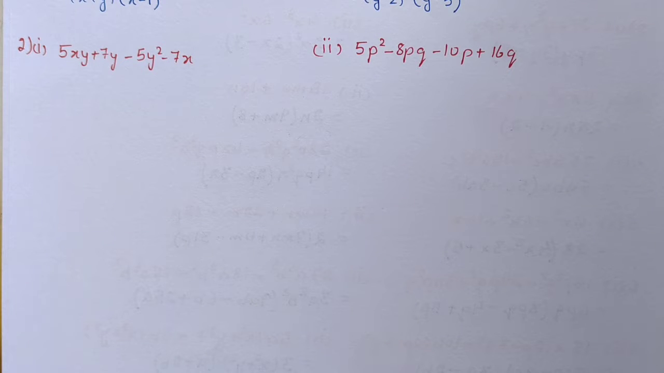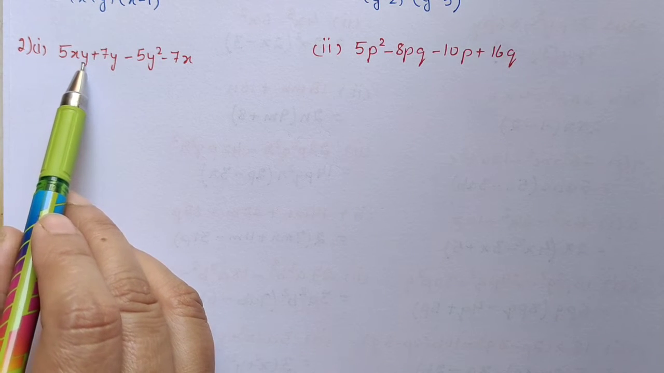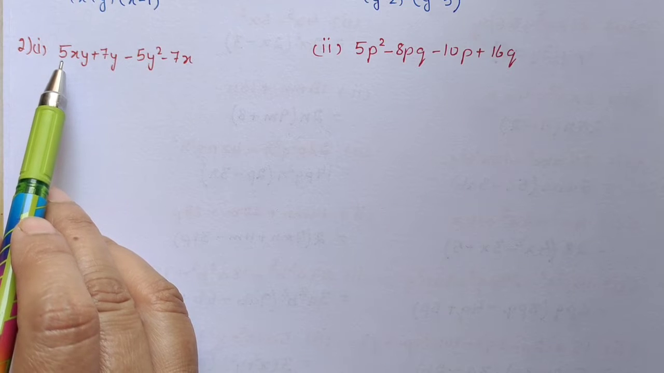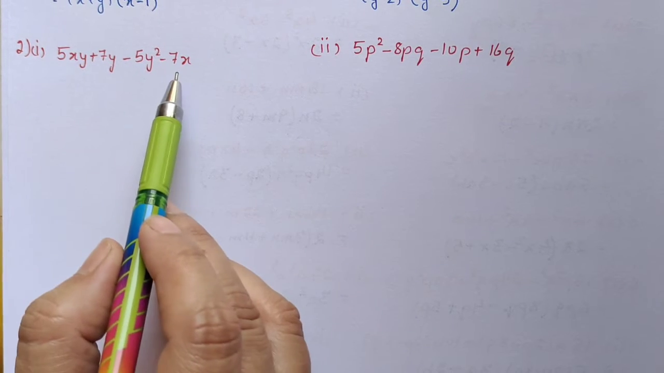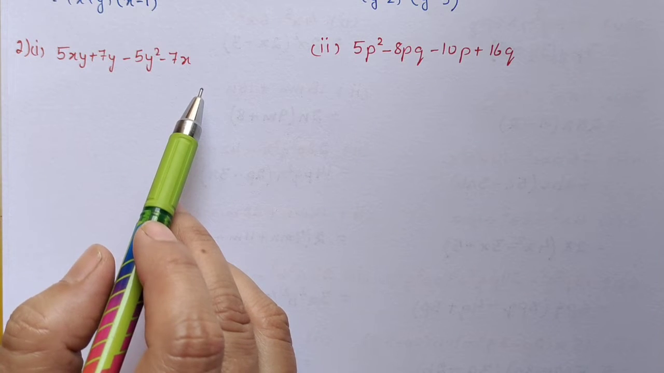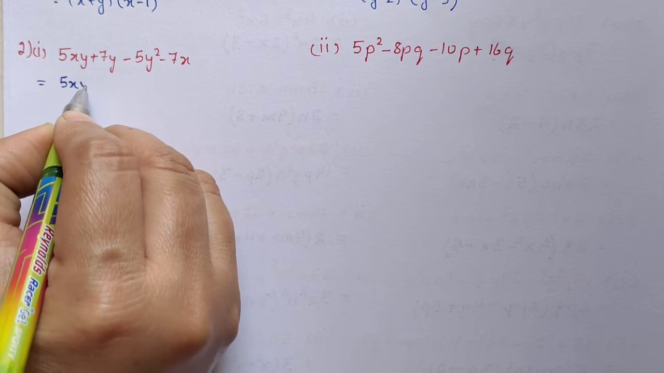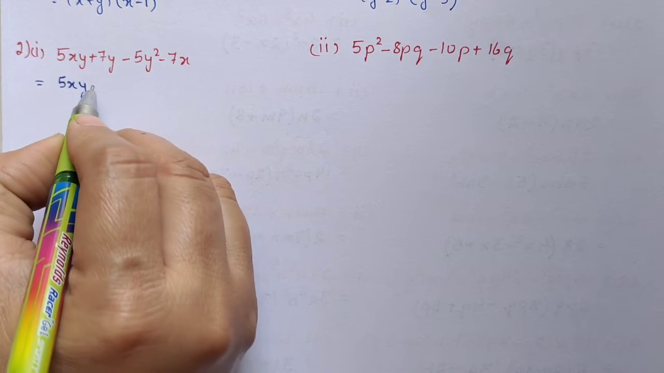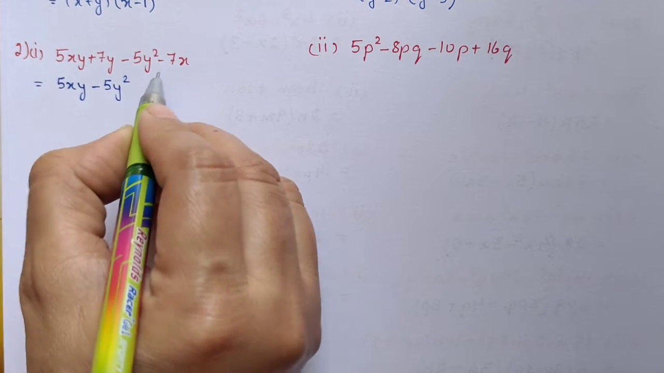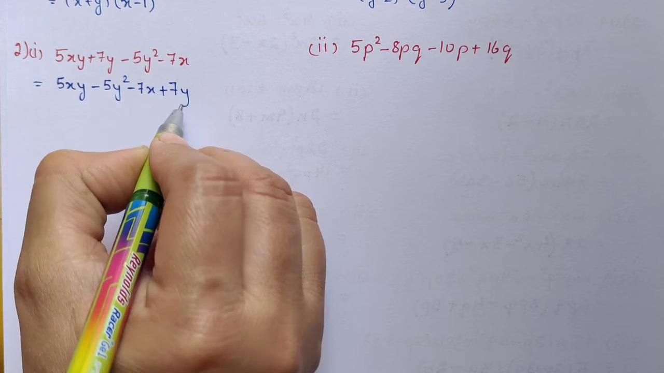Second question, first part, 5xy plus 7y minus 5y square minus 7x. If we take these first two together, then we can take y as common. Inside the bracket we will have 5x plus 7. And in the last two we don't have anything common. It means this grouping is wrong. We have to change the grouping. So what we are doing here, we are taking 5xy and with this 5xy, this minus 5y square. This minus 7x as it is and this plus 7y we will write at last.